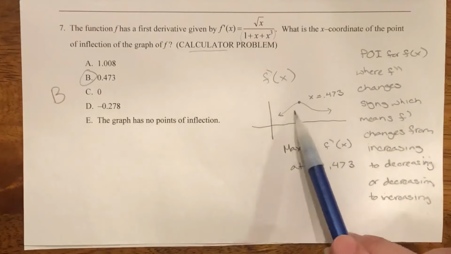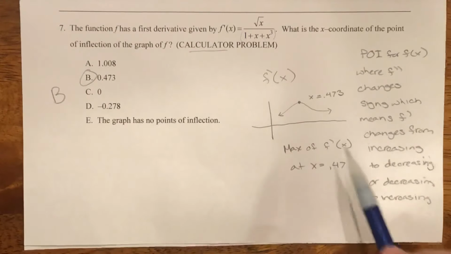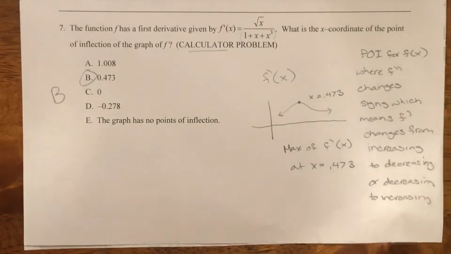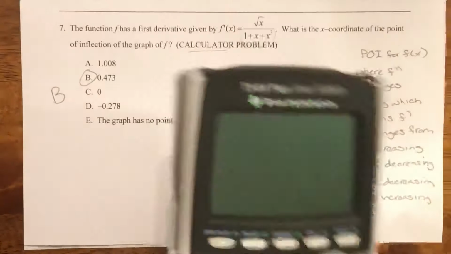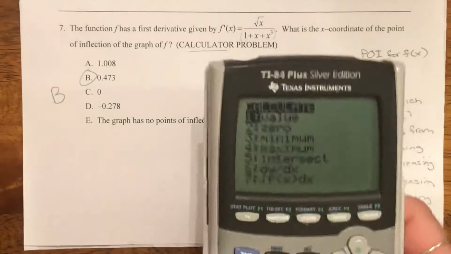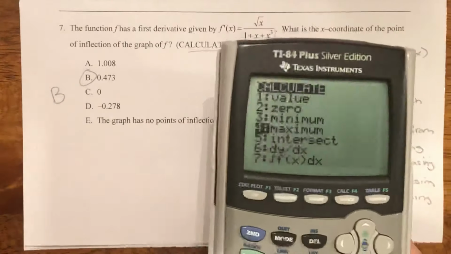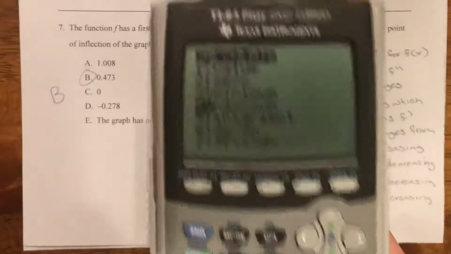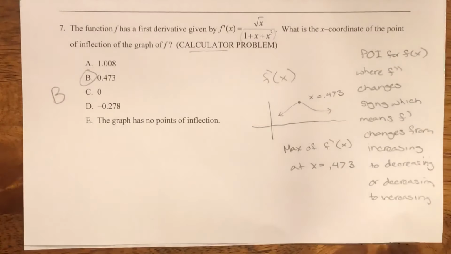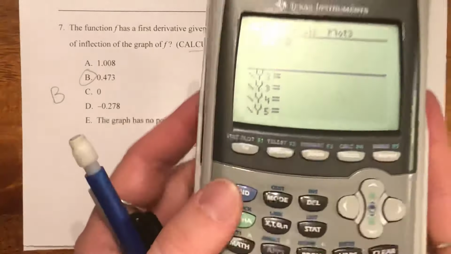In this one, I can see at x equals 0.473 because I went on my graph, and you can find, if you use second calculate, and then go to maximum. You can push this button. And then it will say left bound, right bound. I actually don't have this in. I could do it.